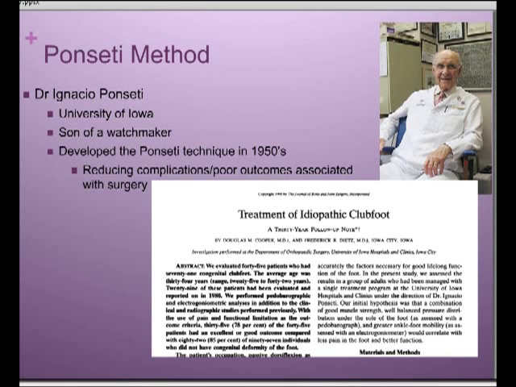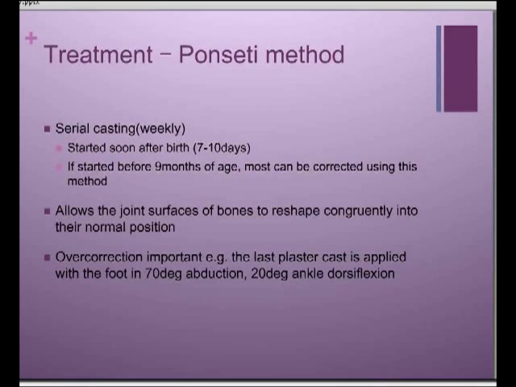So the Ponseti method uses serial casting or weekly casting. That's started soon after birth if the clubfoot's picked up. And if started before 9 months of age, most kids can be... It basically works on the principle of allowing the joint surfaces of the bone to shape into a more normal position and advises overcorrection of the foot so that, for example, the last plaster cast is... So it's broken down into a few steps.